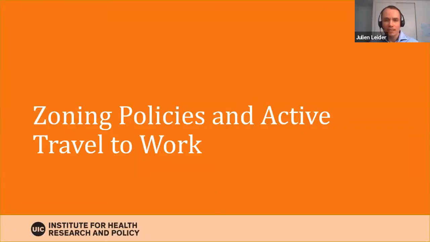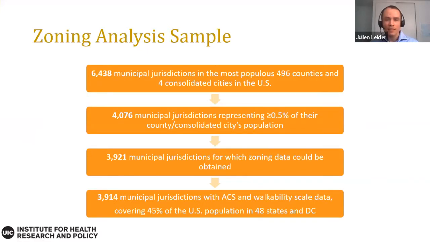So these are two separate analyses, and I'll begin here looking at the relationship between zoning policies and active travel to work. This is part of a much larger study looking at zoning in the most populous 496 counties and 4 consolidated cities in the United States, which represented 76% of the US population in 2010. For this analysis, we looked specifically at municipal zoning, and we had to exclude a limited number of jurisdictions for which we either couldn't obtain zoning codes or in a small number of cases lacked data on covariates needed for analyses.